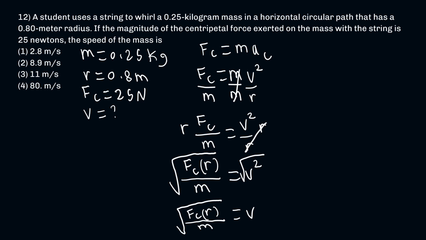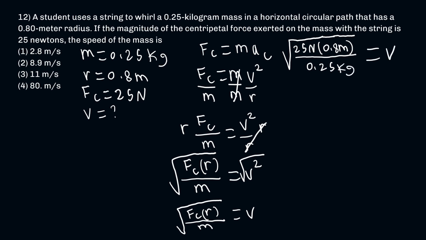So now we can plug everything in. Again here, the square root of all of this. Centripetal force is going to be 25 newtons. That is multiplied by my radius, 0.8 meters, all over my mass in this situation, which is 0.25 kg. That is then equal to the velocity v.